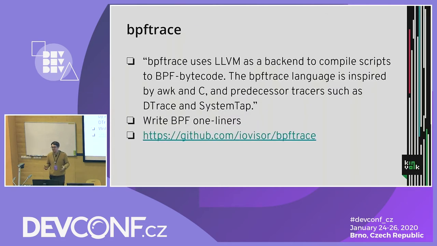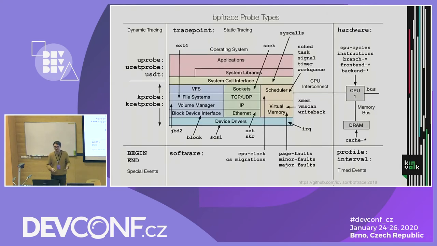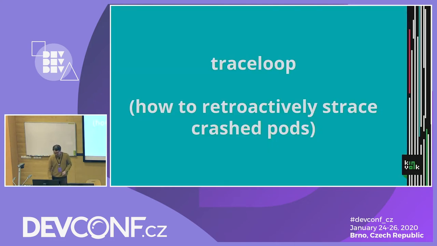On bpftrace, we had several talks about this today. It uses a different language, its own language, and it also has different tools tracing different parts as well. So based on that, Traceloop uses BPF as well, but it's not based directly on those two. It uses gobpf to do its BPF job. And the goal of Traceloop, the idea, was to be able to retroactively trace Kubernetes pods that have crashed. So let's go into that idea.